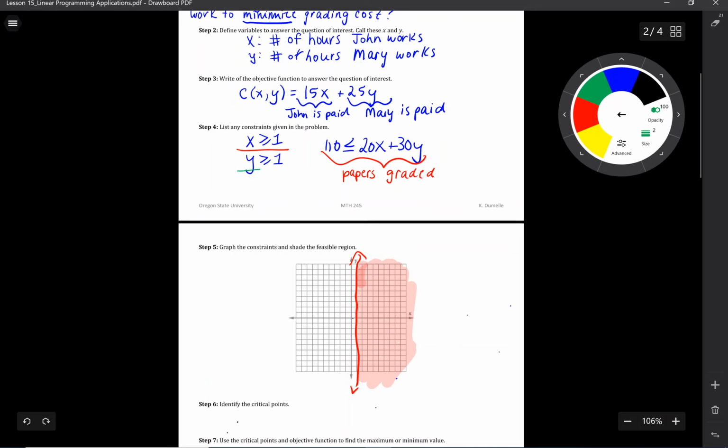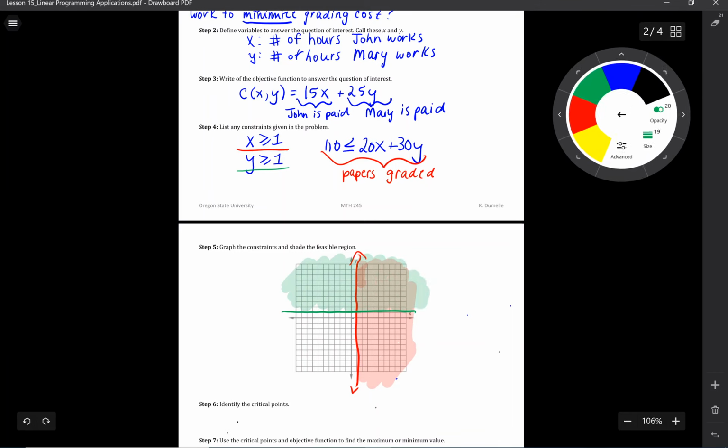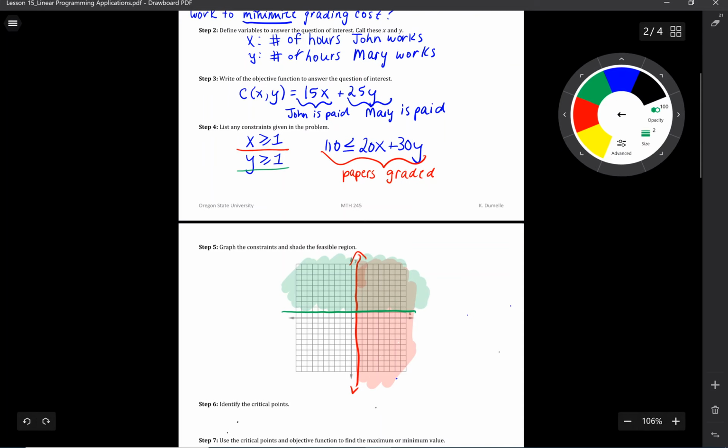So we have y is greater than or equal to 1. That is this one right here. And since I want to be above this, I will graph above it. All this right here. So far, my feasible region is this square in the upper right corner. Then I have this equation that I want to solve.